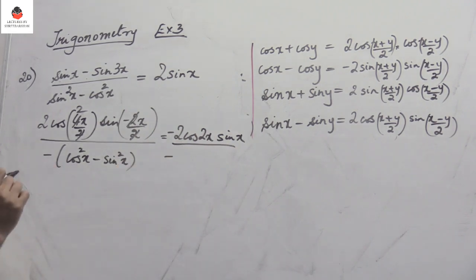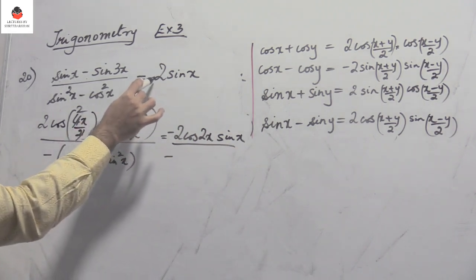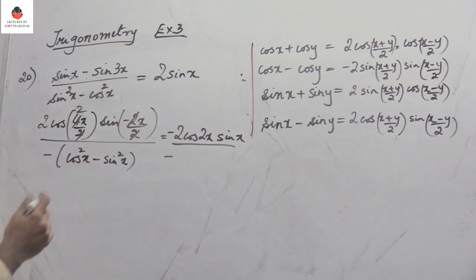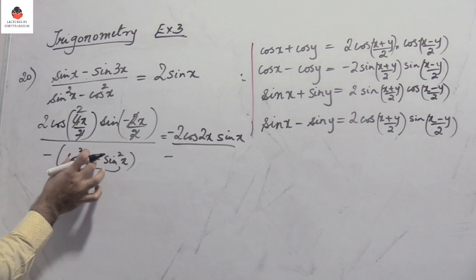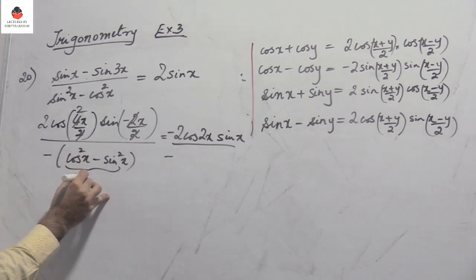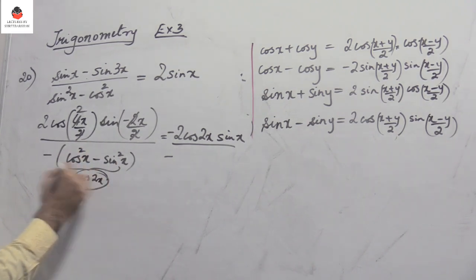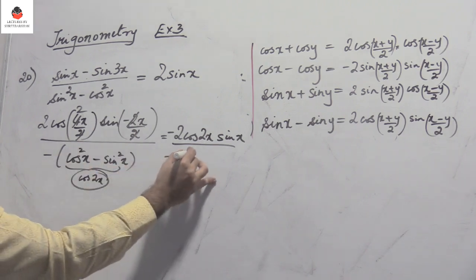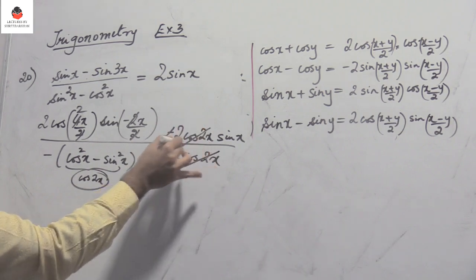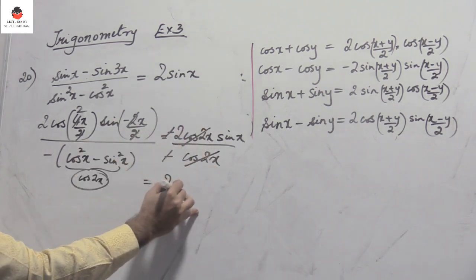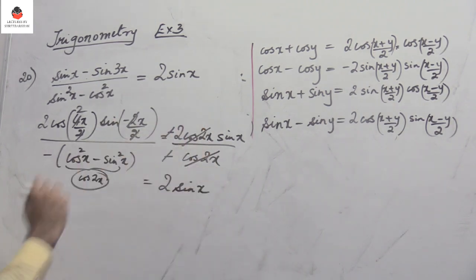Minus, so why have I done that? The answer required is 2 sin x, so cos 2x has to be cancelled, and we know that cos squared x minus sin squared x is cos 2x. So I can write this as minus of cos 2x. So minus minus gets cancelled, cos 2x, cos 2x. So the answer is 2 sin x.